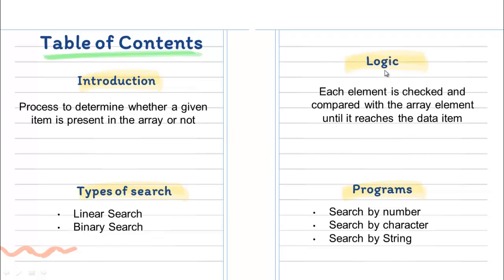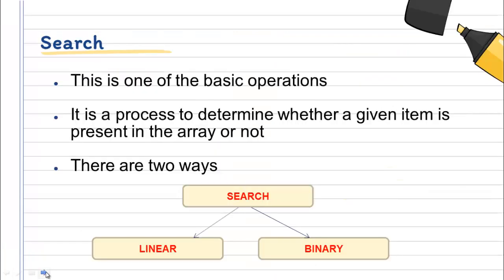And what is the logic behind it? The logic is each element is checked and compared with the array element until it reaches the data item. And the programs that we are going to explore today are about search by number, search by character, and search by string. Come on, let's go.